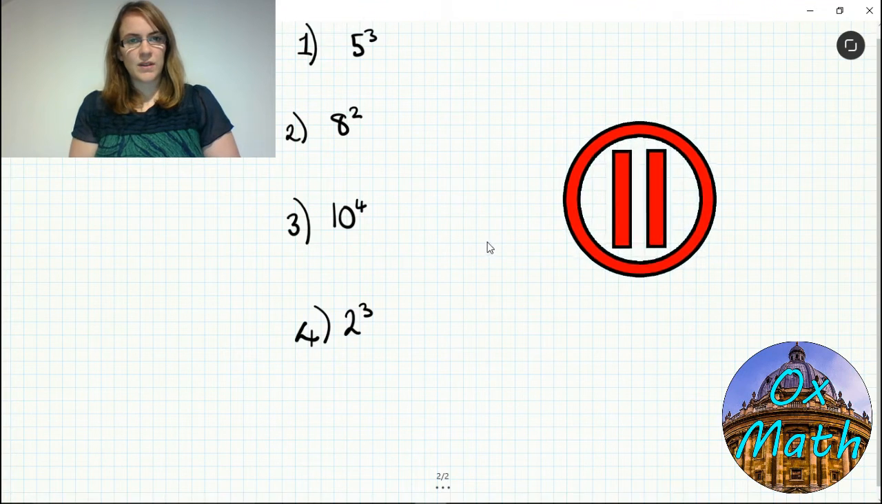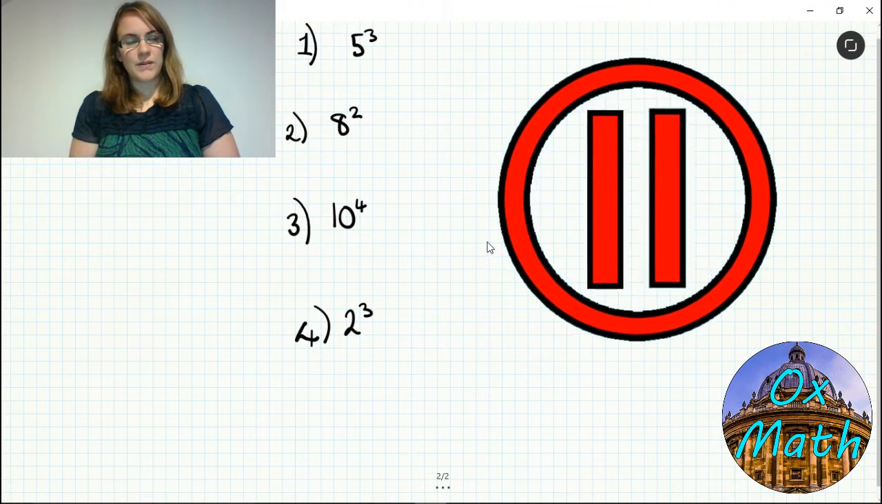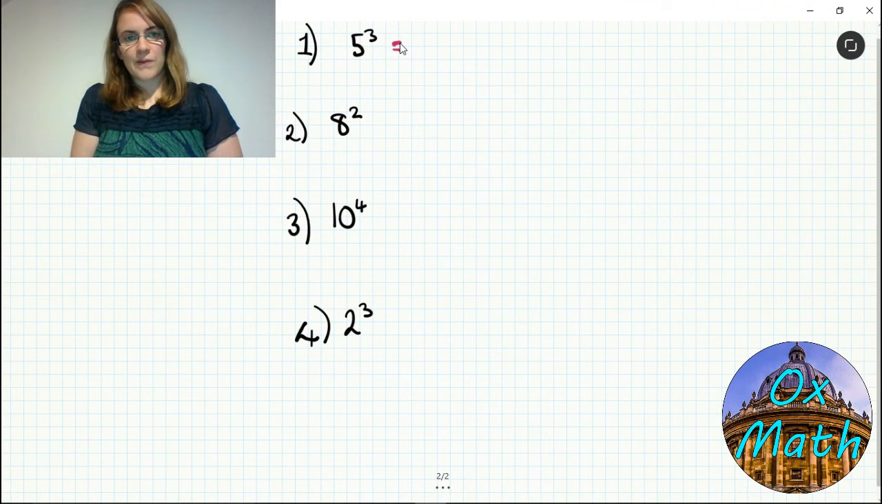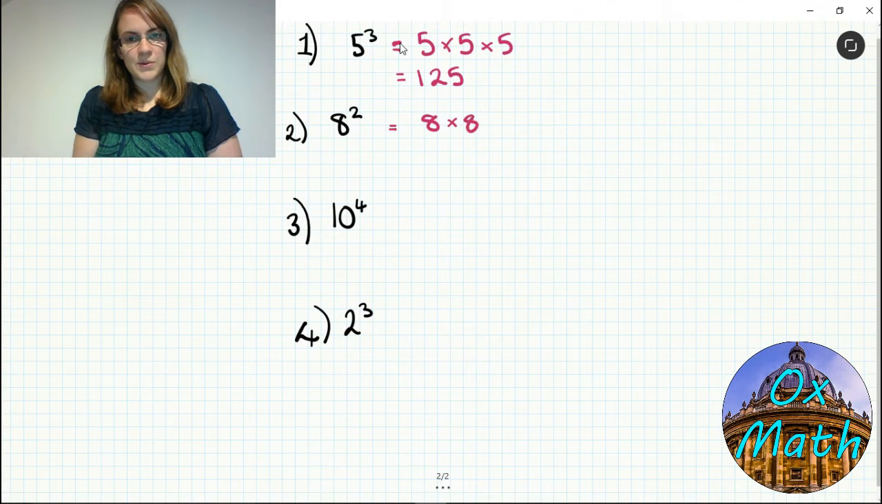So to check that you understand what an index or power really means, pause the video and have a go at answering these questions without using a calculator. So 5 cubed means that we need 5 3 times in a multiplication. 5 times 5 is 25, times that by 5 again is 125. 8 squared means that we need 8 2 times in a multiplication, and 8 times 8 is 64.